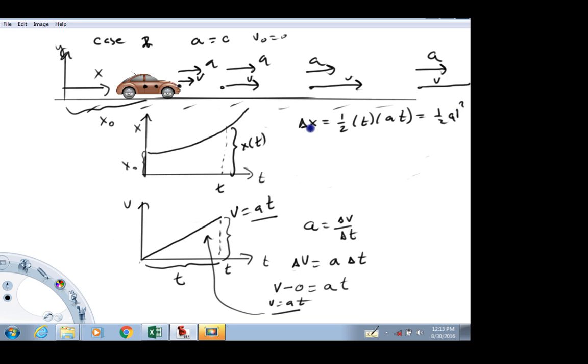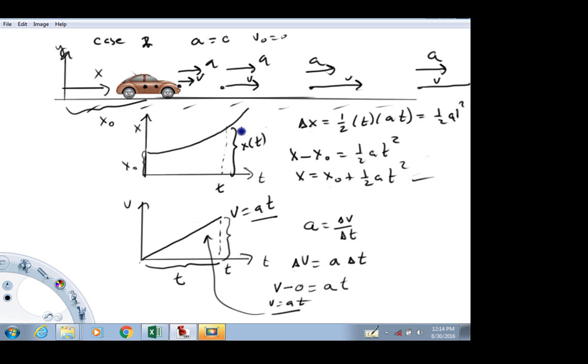Now, delta x, remember, is x final minus x initial, so I can write this x final, which I'm just going to call x, minus x initial equals 1/2 at squared. And we can put this x initial on the right for aesthetic reasons. And there's what this function looks like. It's quadratic and opens up.